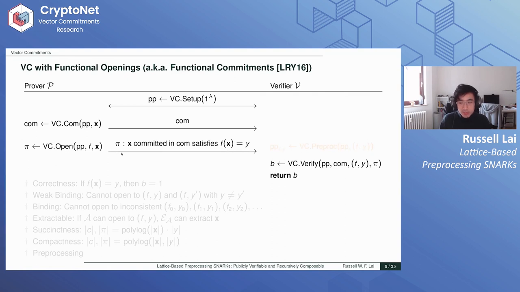This opening proof pi can be interpreted as a proof that the vector x committed in the commitment satisfies f(x) = y for some claimed image y. Now the verifier, when given the public parameters, the commitment, the function-image tuple (f, y), as well as the opening proof, could run this public verification algorithm and decide whether or not they believe that the vector x committed in the commitment satisfies f(x) = y. Similar to the completeness property of SNARKs, here we have the correctness property, which says that if f(x) indeed equals y, then the verifier should be convinced.